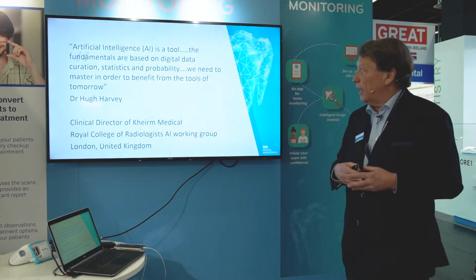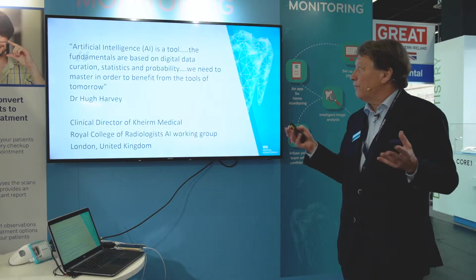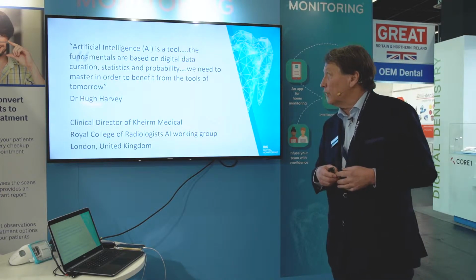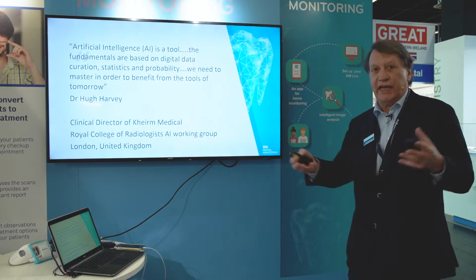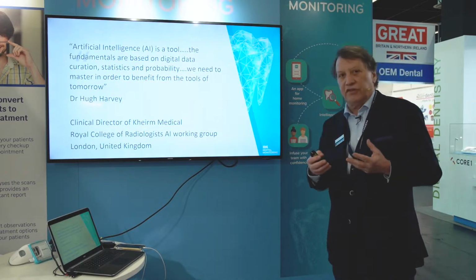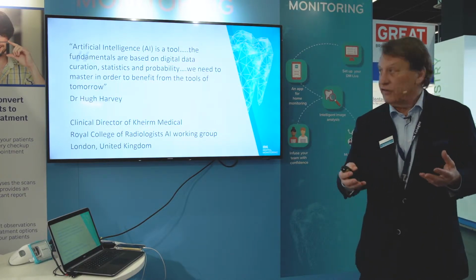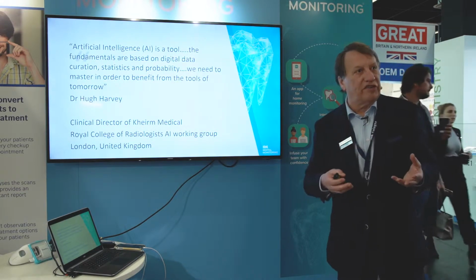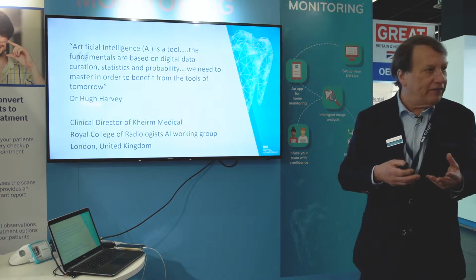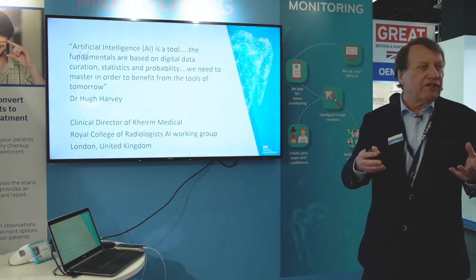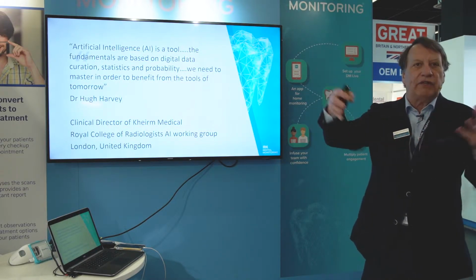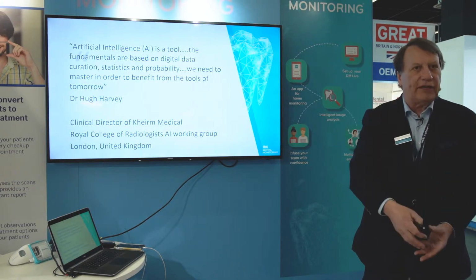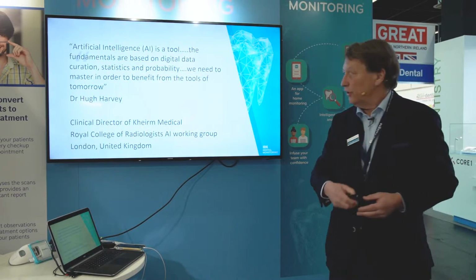This is something we need to think about. Artificial intelligence is just a tool. The fundamentals are based on digital data curation. In other words, we've got to get all the data in. There are statistical models that we run against all this data, and then we run probability studies to see how this is going to best fit. So we have thousands and thousands of dental images that we've combined, and we slowly drive it down till we can identify the one tooth of your patient.